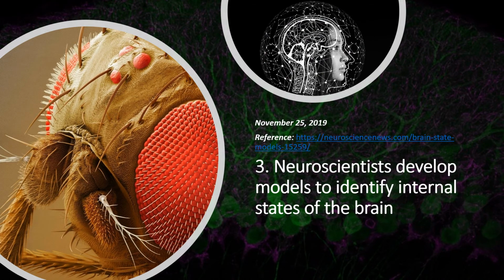My last topic for this video is neuroscientists developed a model to identify internal states of the brain. The machine learning model may be widely adopted to identify connections between neural activity and natural behavior. Imagine an attractive person walking toward you. Do you look up and smile, turn away, or approach but avoid eye contact?